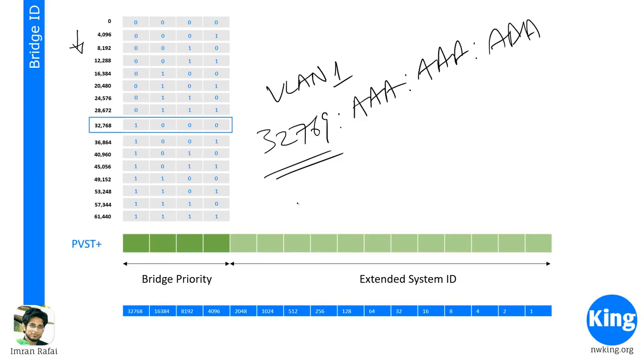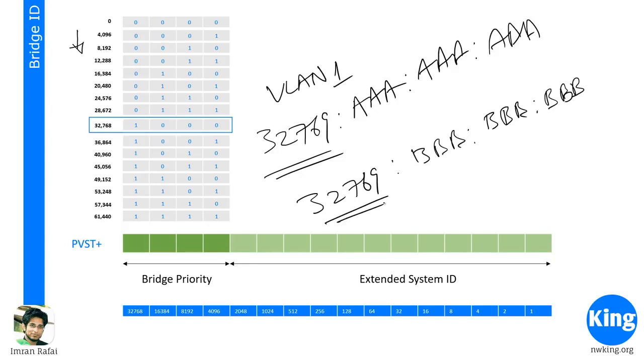If there is another device, let's say it also has 32769 and the MAC address is BBB, if you compare this, the priority is matching, so that's a tie in priority. It then looks at the MAC address and you see that this device has a lower MAC address and this device has more priority, right? And in the election process, this priority plays a very, very big role. So just understand this concept.